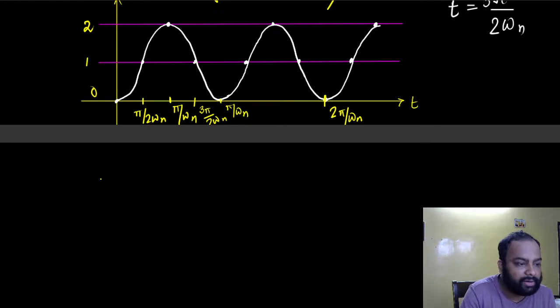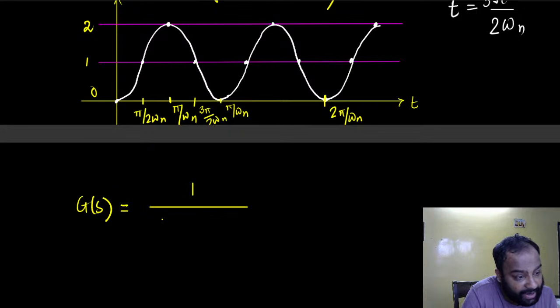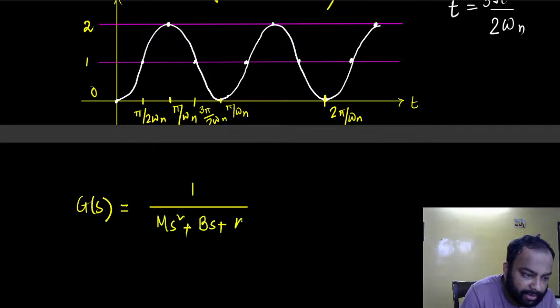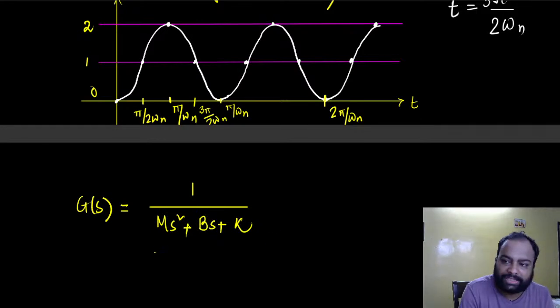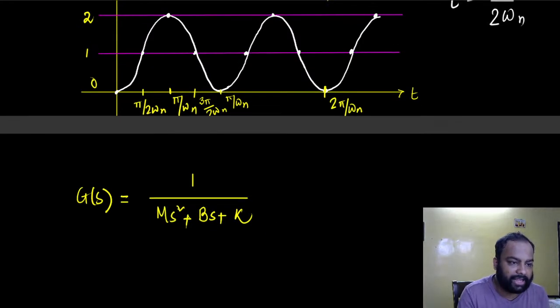What was the transfer function of the mechanical system, of the mass spring damper system? Recall, the transfer function was essentially 1 divided by ms square plus bs plus k, where m was the mass of the mass block, b was the damping constant, and k was the spring constant. Just don't confuse damping constant with damping ratio.